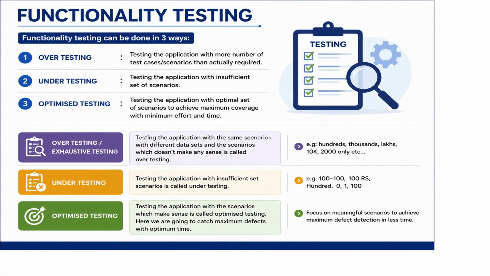Second is under testing. Testing the application with an insufficient set of scenarios is called under testing. For example, same here, if we are not checking any boundary values. Boundary values means first we need to check whether we are able to transfer 0 rupees in PhonePe. We should check for that scenario, but here we are not checking that. We are checking only 1 or 2 scenarios, like whether we are able to send 1,000 or 100 rupees or not. So this is called under testing.